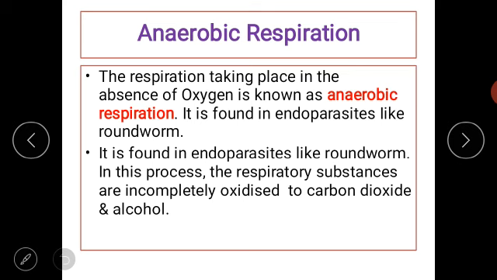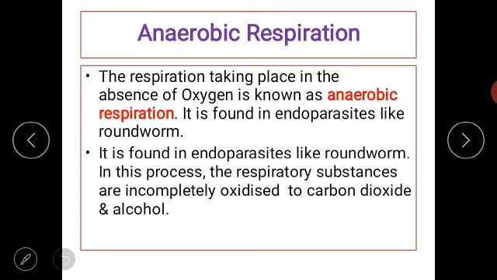Now another type that we are going to study is anaerobic respiration. Anaerobic respiration means respiration that occurs in the absence of oxygen. Without the presence of oxygen, this type of organism can respire, they can produce energy, and they can survive. Those organisms are anaerobic organisms, and they can carry out anaerobic respiration. Okay, so this is about anaerobic respiration.